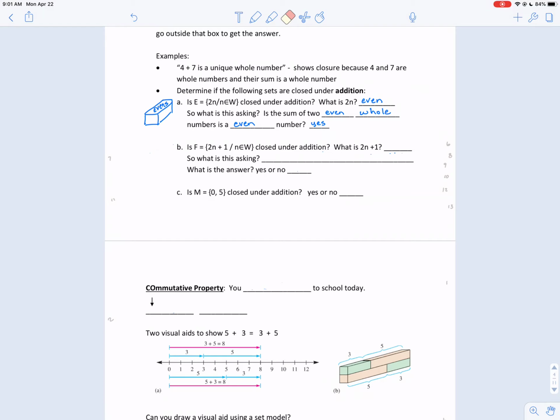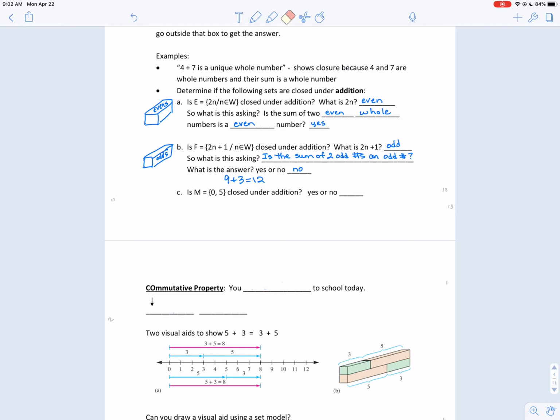Now, what is 2n plus 1? Well, if 2n is an even number, if I add 1 to any even number, I'm going to get an odd number. So we've got a box of odd numbers. So it's asking, is the sum of 2 odd numbers an odd number? Well, let's pick 2 out of the box. A 9 and a 3 is odd, but the answer is even. So no, it is not closed under addition because the answer is not in the box.